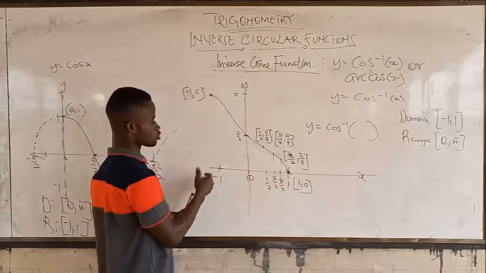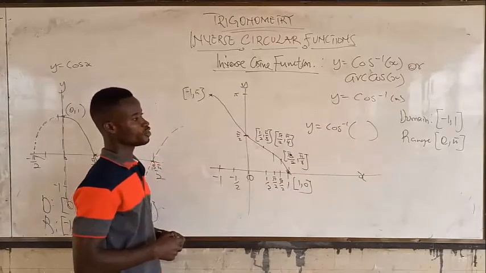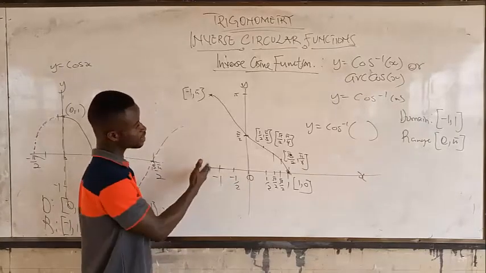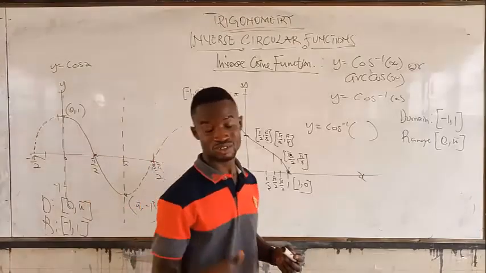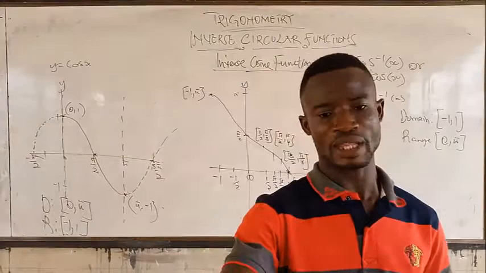And the values here also, negative half. You can find cos inverse of negative half. But you can't get cos inverse of negative 2. Those values will be giving you undefined. Very good. So that is that for that.